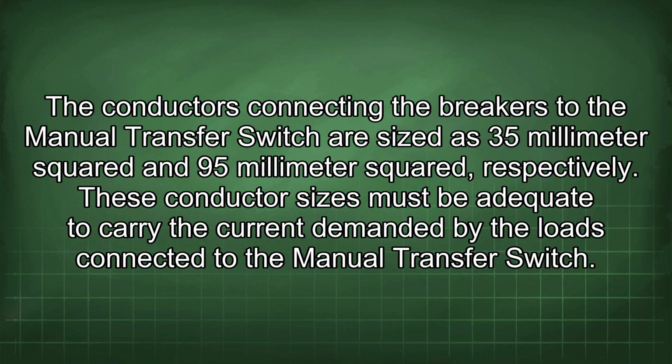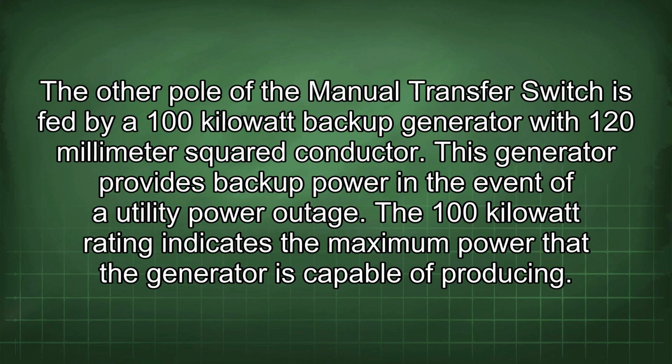The conductors connecting the breakers to the manual transfer switch are sized as 35 mm squared and 95 mm squared respectively. These conductor sizes must be adequate to carry the current demanded by the loads connected to the manual transfer switch. The other pole of the manual transfer switch is fed by a 100 kW backup generator with 120 mm squared conductor.